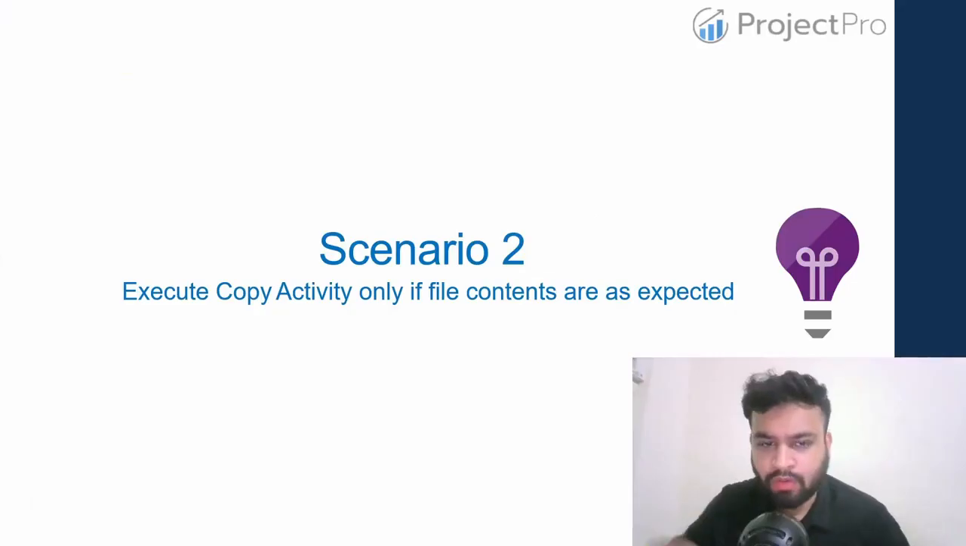Okay, so let's jump on to our scenario number 2. What we have done is we have used the validation activity to check if the file exists in our Azure blob storage. But now we need to use the copy activity only if the file contents are as expected. So first we will check the metadata of our file, and if it satisfies all our conditions, then only it should go to the copy activity task. And also we are going to incorporate an if condition where if the condition is true, then only it should trigger our copy activity. So let's jump on to our ADF Studio and get started.